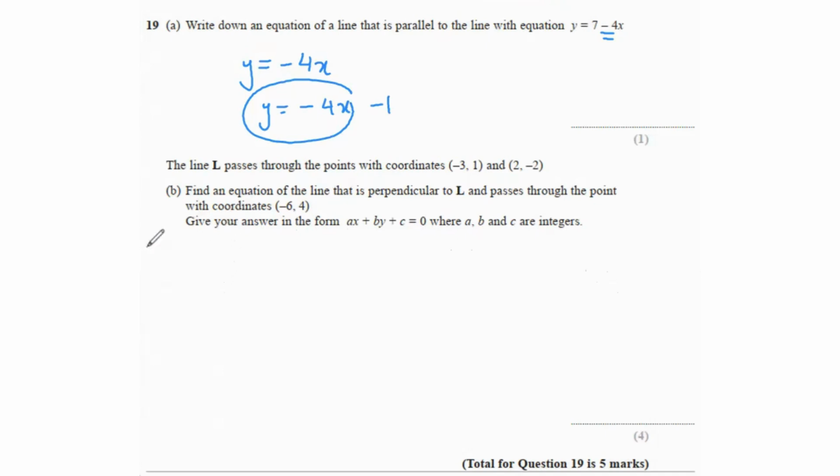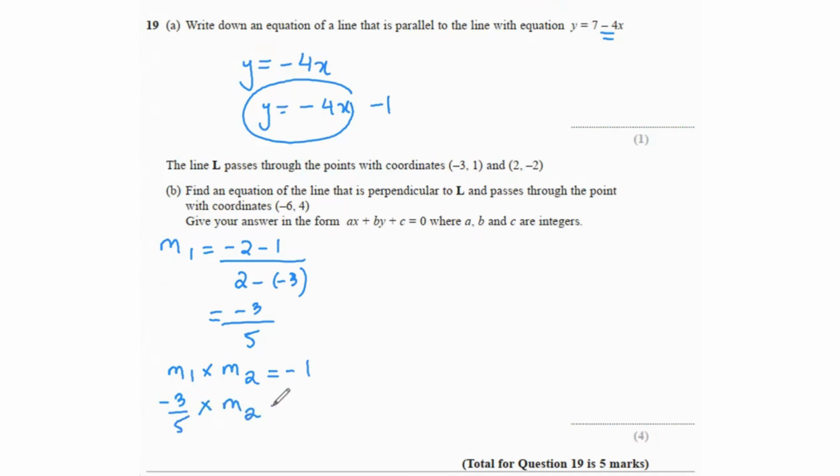So first, let's find the gradient of L. So m1 is going to be (-2 minus 1) over (2 minus -3). That's -3 over 5. Now, since the two lines are perpendicular, that means m1 times m2 equals -1. -3 over 5 times m2 equals -1, which means m2 is going to be 5/3.